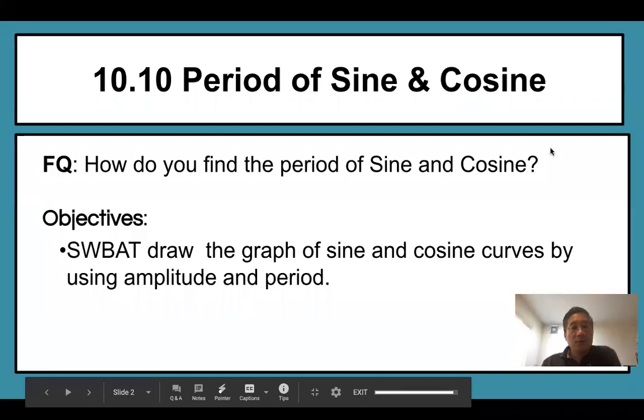Hi everyone. Today we are going to talk about 10.10, period of sine and cosine. Yesterday we were talking about amplitude, right? Anybody remember what amplitude is? Let's try with the do now.